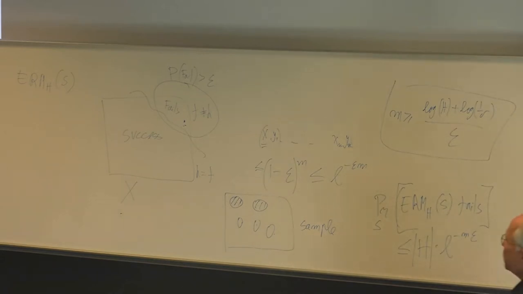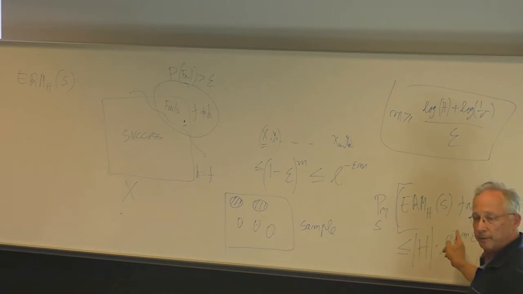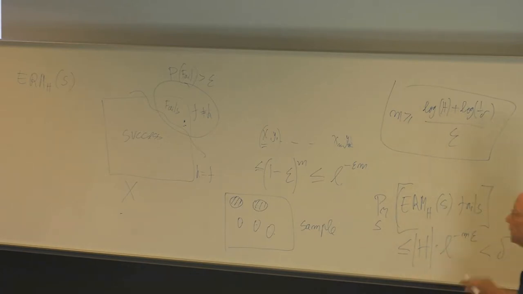What I'm saying is, this is an upper bound on the probability that I'm making a bad choice, right? So if I want this upper bound to be less than delta, then I can now manipulate and get M. This is an upper bound on my failure. I want it to be less than delta. Now I just take M out, and I get M.